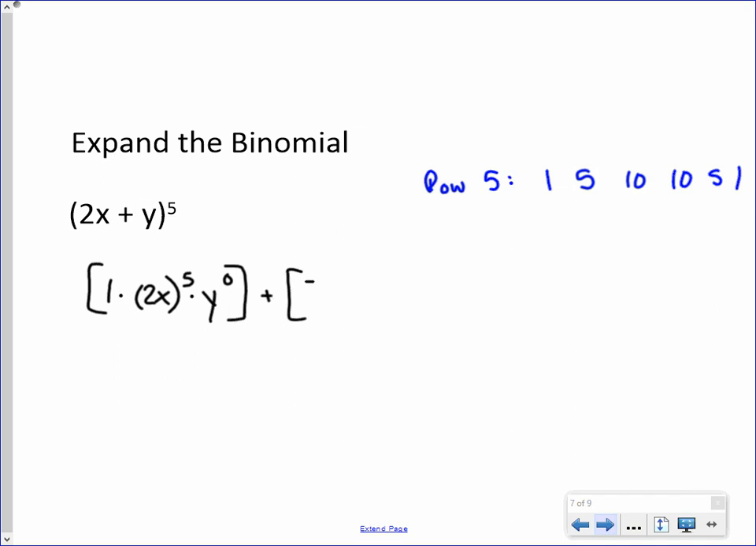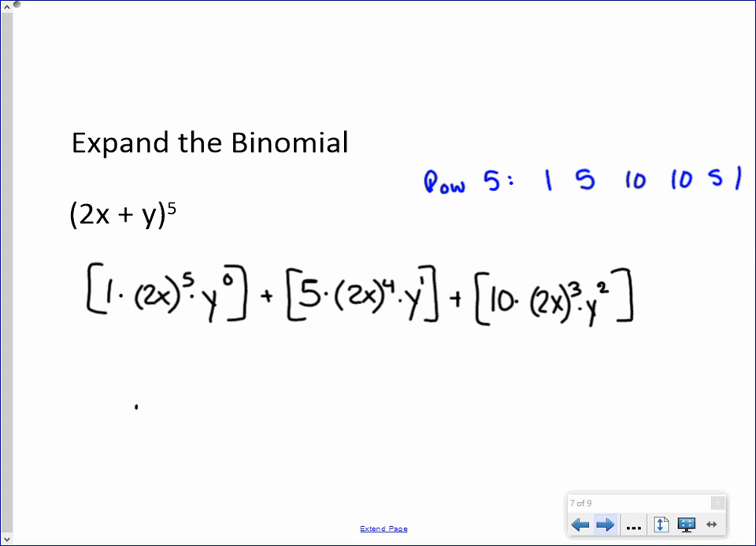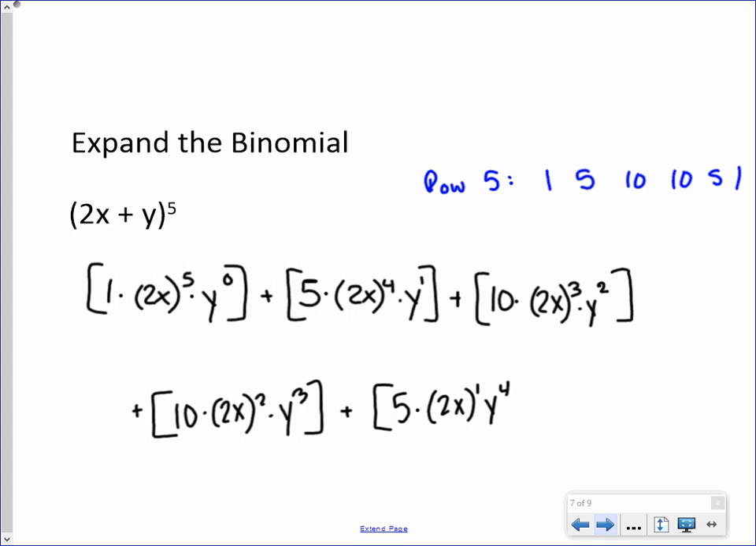And then continue. 5 times 2x to the 4th times y to the 1st, plus 10 times 2x to the 3rd, y to the 2nd, and 10 times 2x squared times y to the 3rd, 5 times 2x to the 1st, y to the 4th, and 1 times 2x to the 0 times y to the 5th.